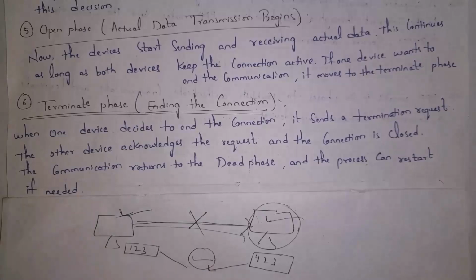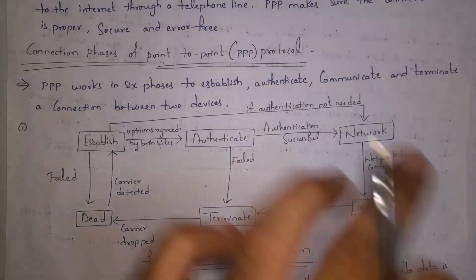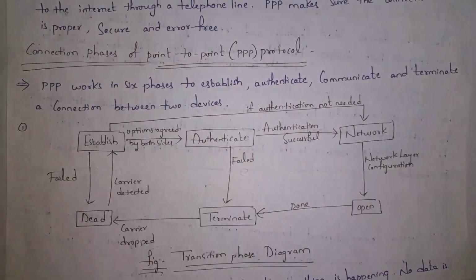Once the connection is removed, the device will go to the first phase, that is dead phase. Guys, these are connection phases. We also call them transaction phases. So in dead phase, no connection is established, and in establishment phase, connection will be established between two computers.